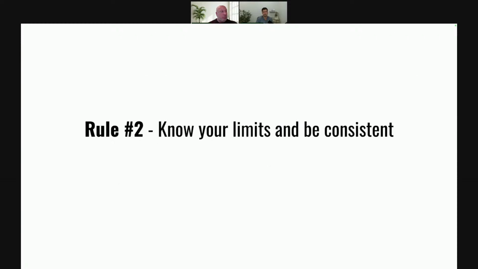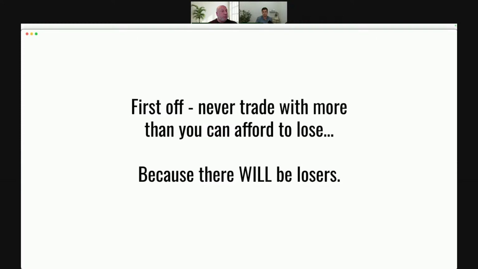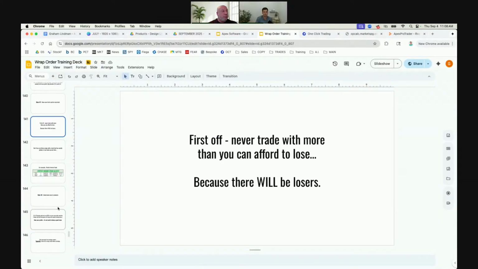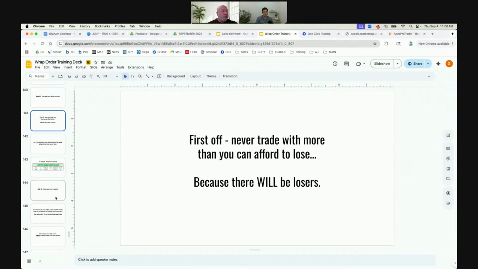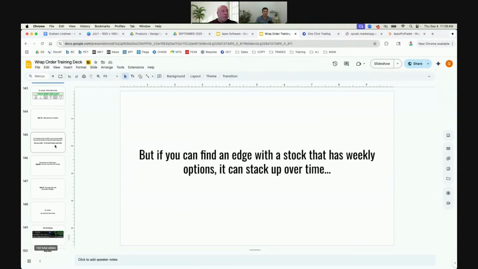Rule number two, know your limits and be consistent. So never trade with more than you can afford to lose, because there will be losers. Winners and losers happen. And over time, if you can find an edge with a stock that has weekly options, I think that can stack up over time.